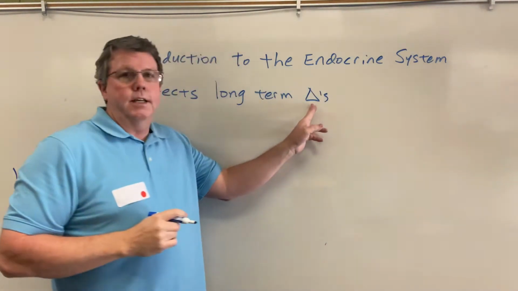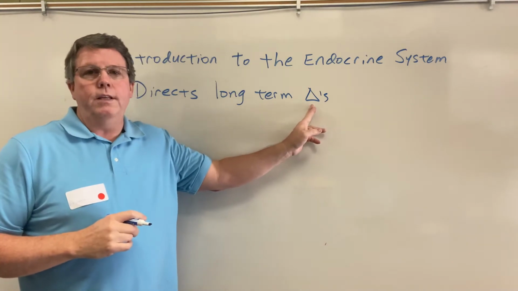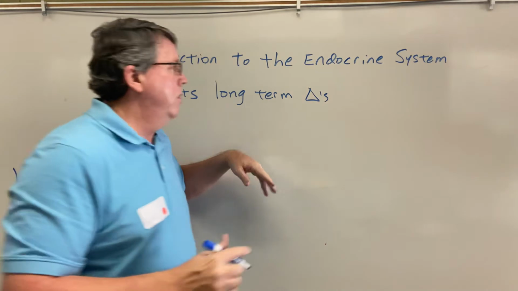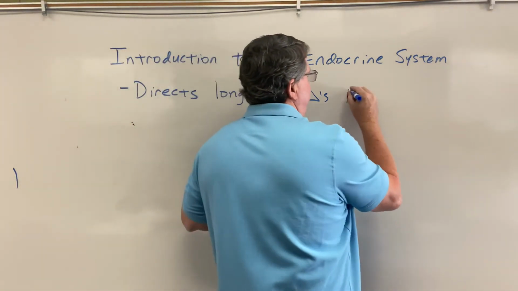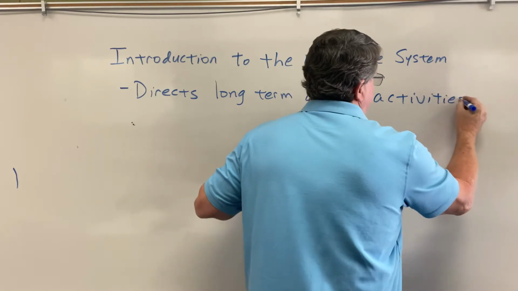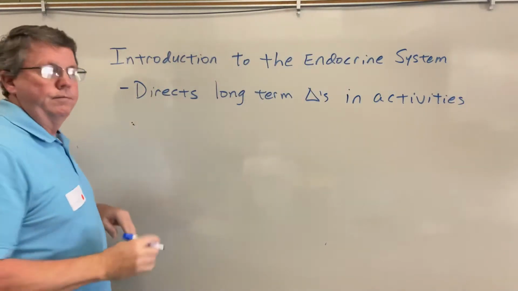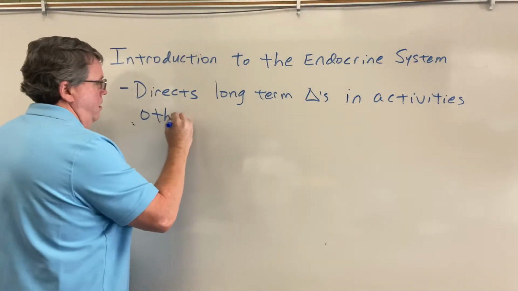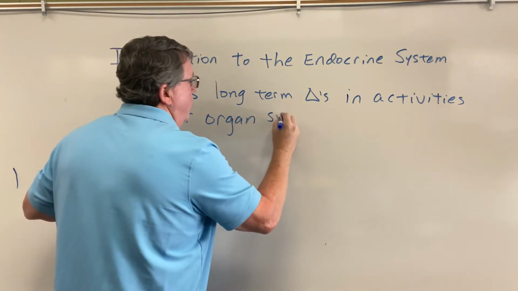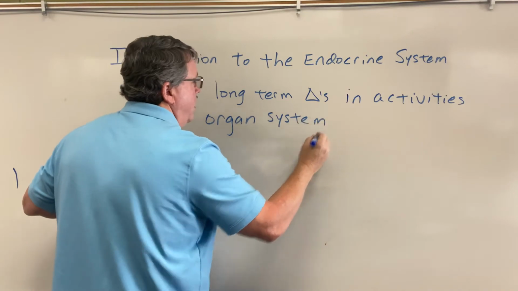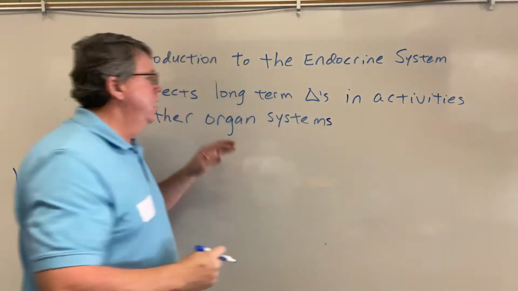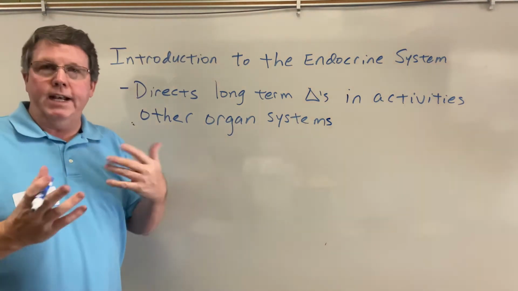and in science, when we use a triangle, it means it means the word changes, okay? So it directs long-term changes in activities of other organ systems, okay? So basically, usually what happens is a hormone is released and then it goes to somewhere else in the body and it has an effect on it.